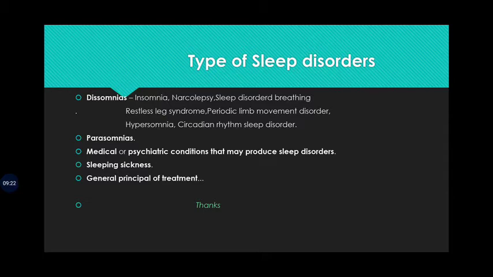Third type of sleep disorders is medical or psychiatric conditions that may produce sleep disorders, which are psychosis such as schizophrenia, mood disorders, that is depression and anxiety, panic or alcoholism. These all, the psychosis, mood disorder, panic, and alcoholism, collectively come under medical or psychiatric conditions which may produce sleep disorders.